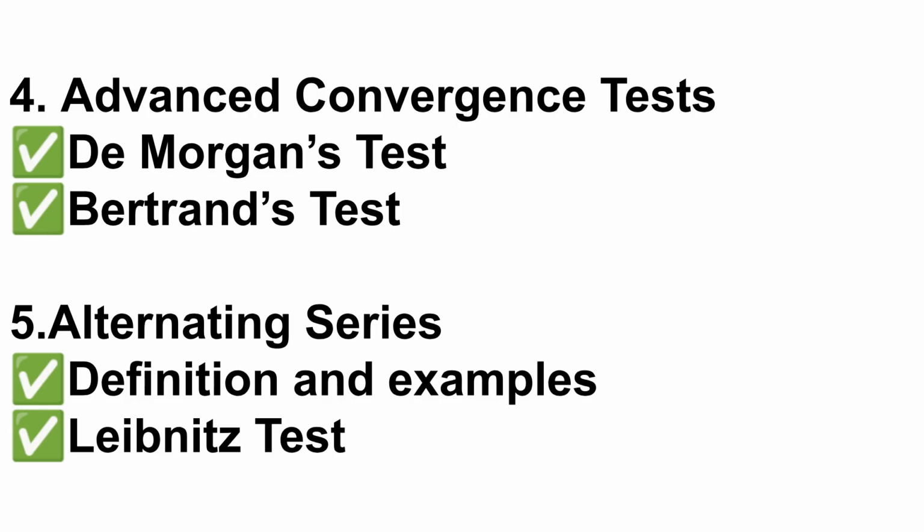Further exploration of series includes advanced convergence tests like De Morgan's and Bertrand's tests. You will also cover alternating series, including their definitions and the application of the Leibniz test. Our next major subject is vector analysis, which starts with the introduction to vectors, their basic concepts, and various types of vectors such as unit, null, equal, and opposite vectors.